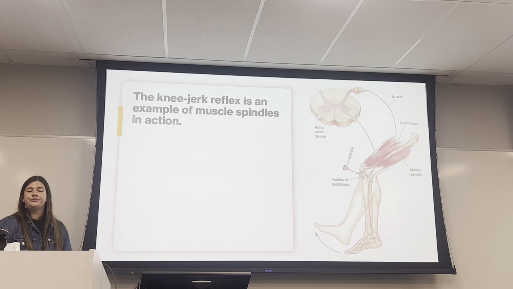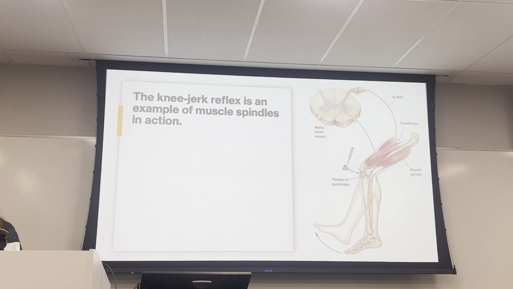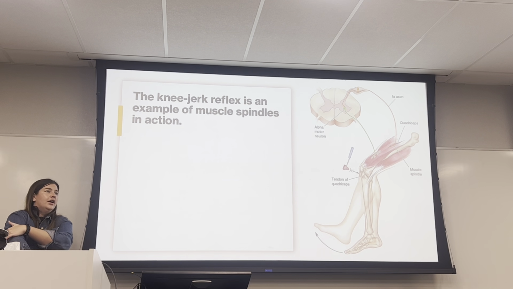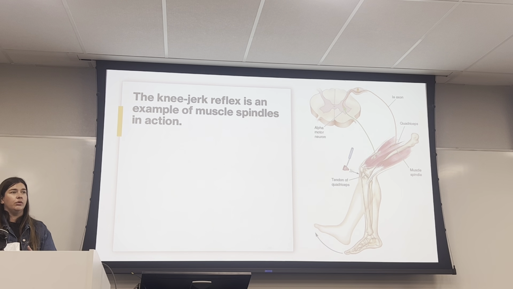And we have similar reflexes in other parts of the body. If you were in neuro lab, we tested some of them. You can do it on your tricep, your bicep reflex, your Achilles reflex, and it's all the same idea. We're testing to see that these neural circuits are intact and functioning. If you don't have this response, it's a sign that something is going wrong, probably in your spinal cord.